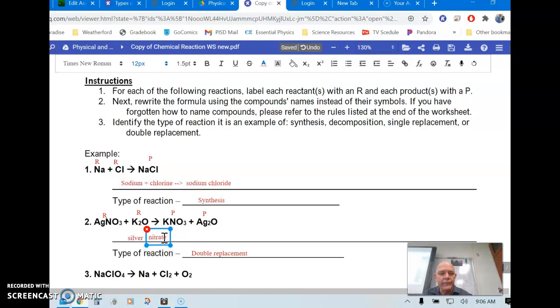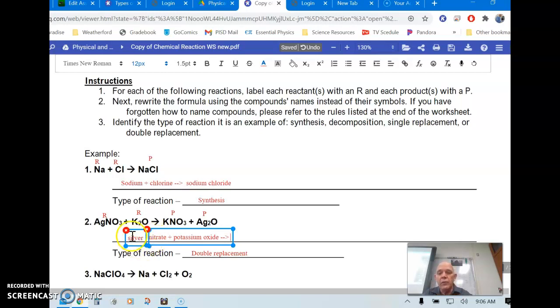All right, silver nitrate, plus K, which is potassium. And it's just oxygen joined to it. And since there's two elements, we put IDE on oxygen, so it's going to be oxide. All right. Then we have the arrow.